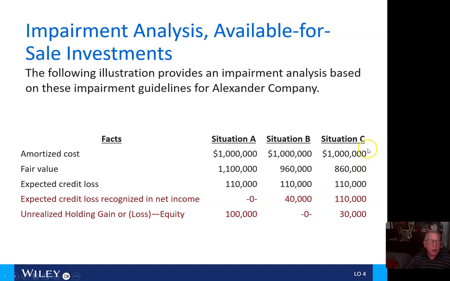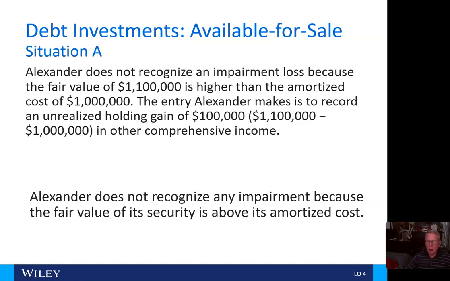Then, in situation Charlie, we have the $1 million amortized cost, the fair value of $860,000, expected credit loss of $110,000, and this time our expected credit loss recognized in net income would be that full $110,000. And the unrealized holding gain or loss equity would be $30,000.